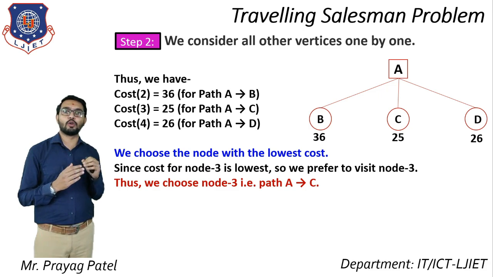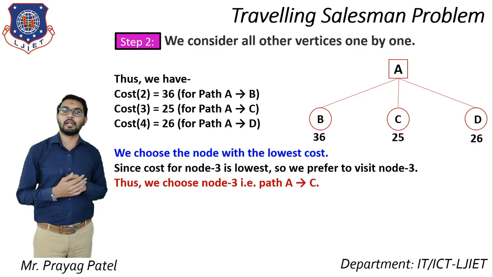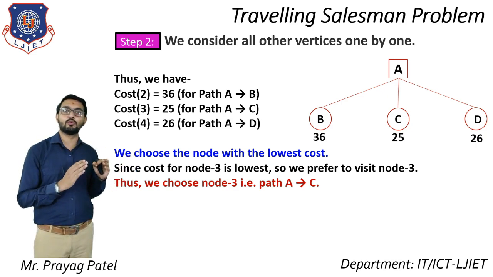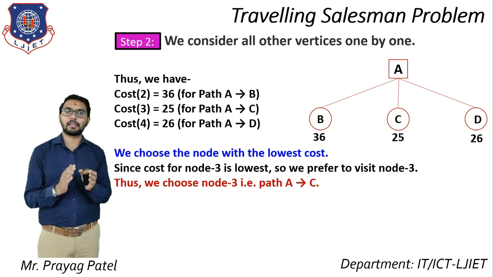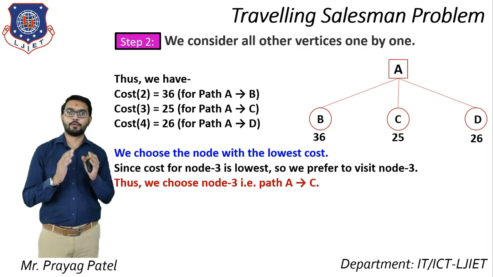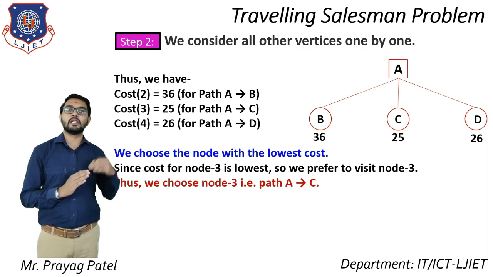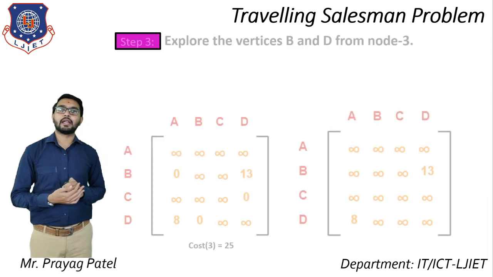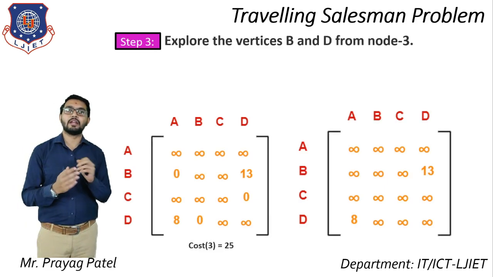Since the cost of node 3 is lowest, we can select and visit node number 3. Here node number 3 is considered as the path from A to C. So your final path is A to C, which means you first visit node A, then visit node C. After that, consider A to C as your final path.